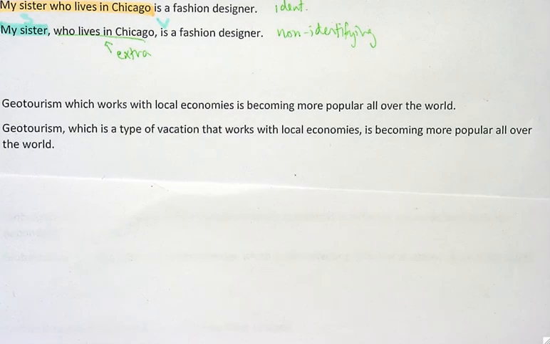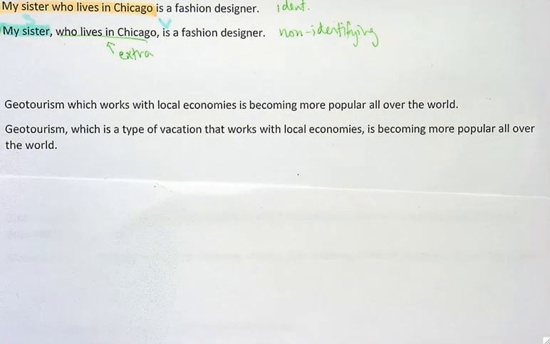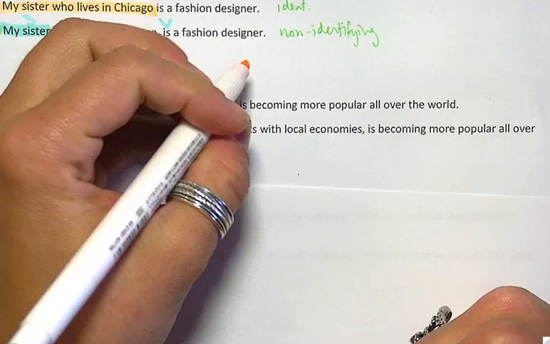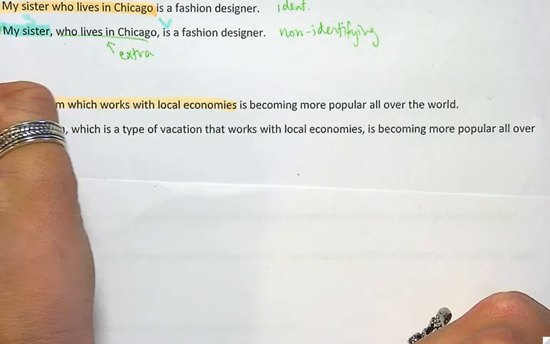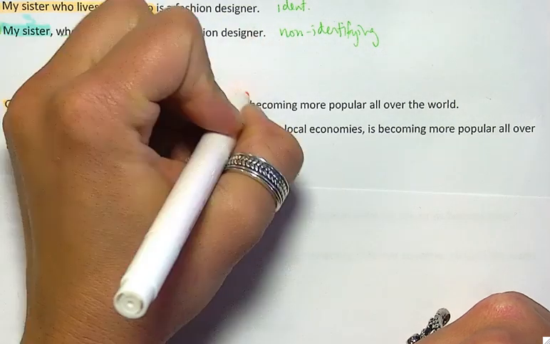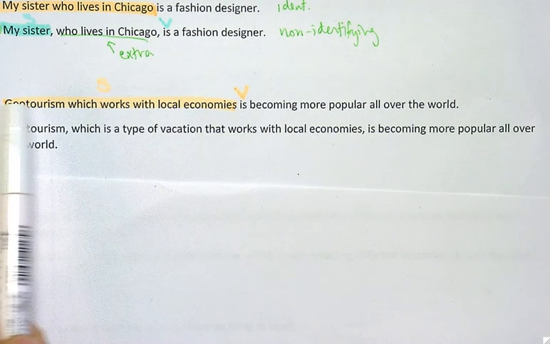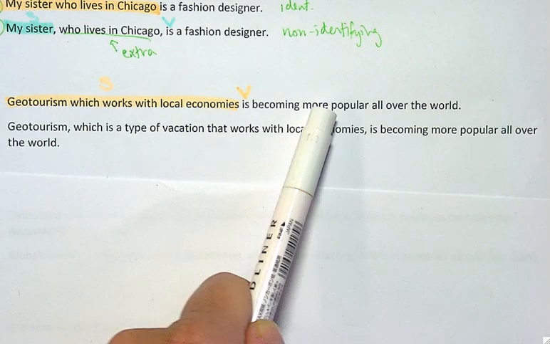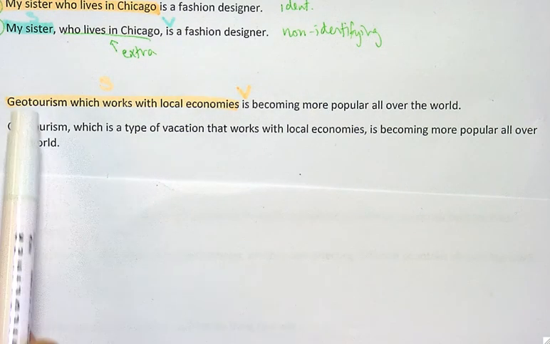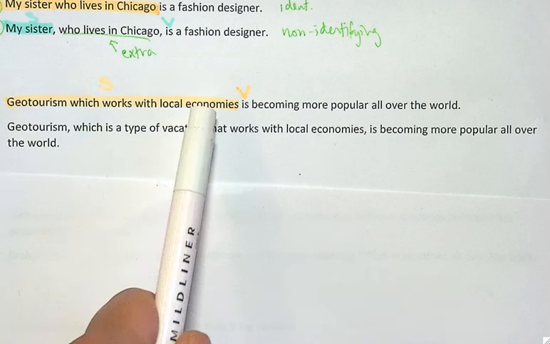Geotourism, which works with local economies, is becoming more popular all over the world. Geotourism, which is a type of vacation that works with local economies, is becoming more popular all over the world. In number 1, where is the subject for our main clause verb? This whole thing is the subject for our main clause verb be. So it's not all geotourism, it's a specific local economy geotourism that is becoming more popular.